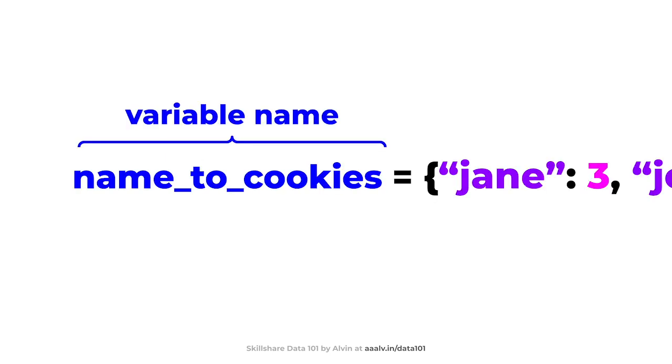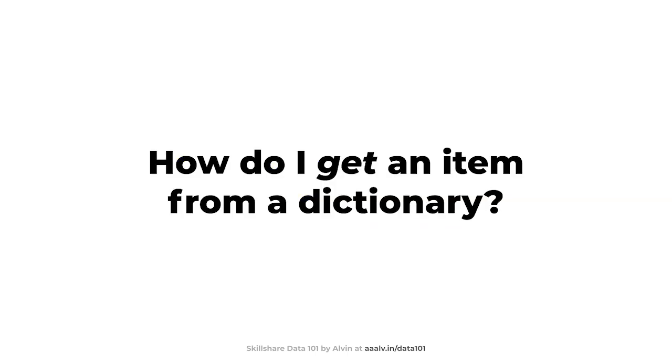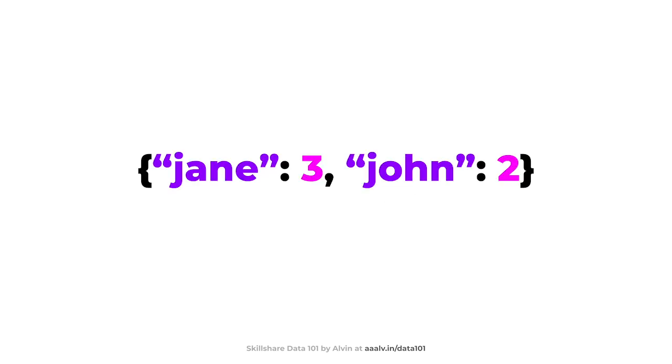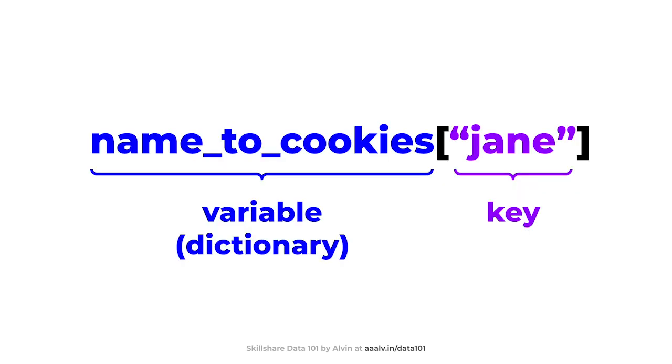We can also assign a variable to this dictionary. In this case, the variable name is name to cookies. Next, here's how to get data from a dictionary. All we need is the key that we're interested in. In this case, we want Jane's number of cookies, so we would need the key Jane. We use square brackets and the key to get the item. This code will return the number that Jane corresponds to, which is 3. Notice the square bracket notation here, where the square brackets are denoted in black.